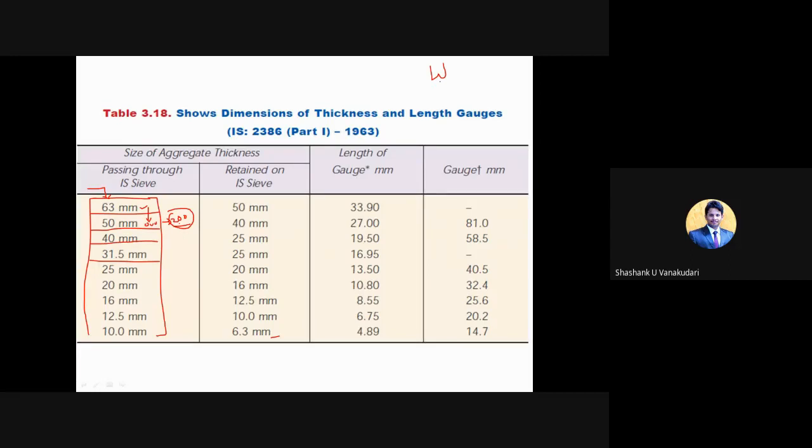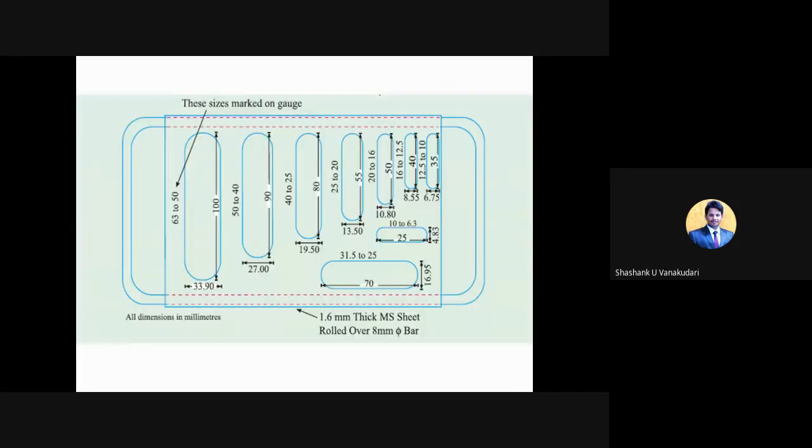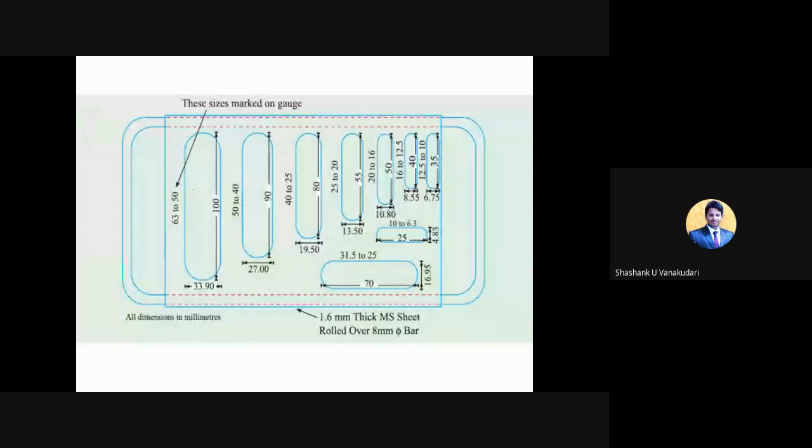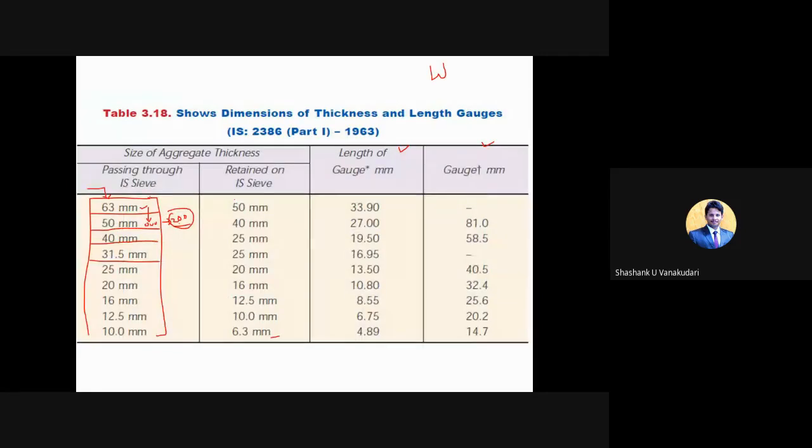Now, these are the aggregates used for testing purposes. These 200 particles, what we need to do is check with the thickness gauge. Leave aside this column as well as this column; I will explain what they are. Clear? So this is the thickness gauge. This instrument we can call the thickness gauge. You can see the numbers here: 63 passing, 50 retained, 50 passing, 40 retained, 40 passing, 25, like that. All the sieve sizes, whatever they have given in this table.